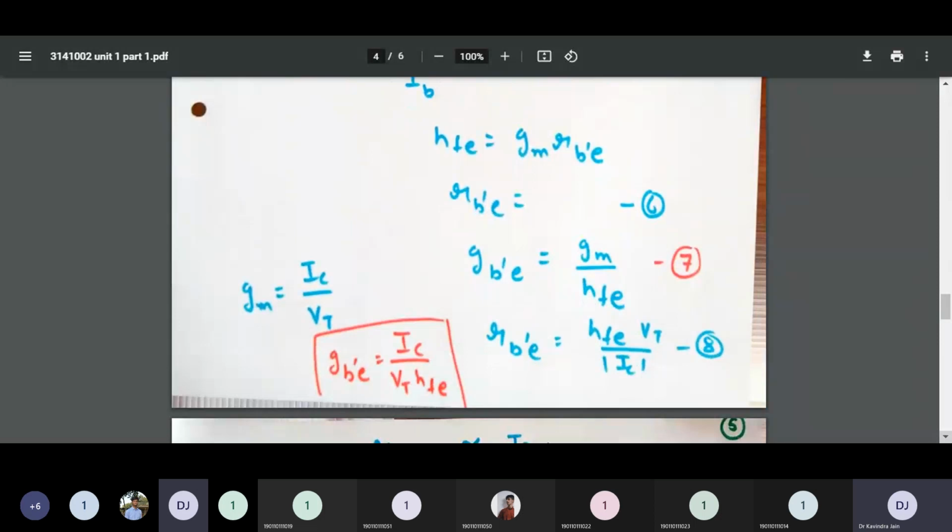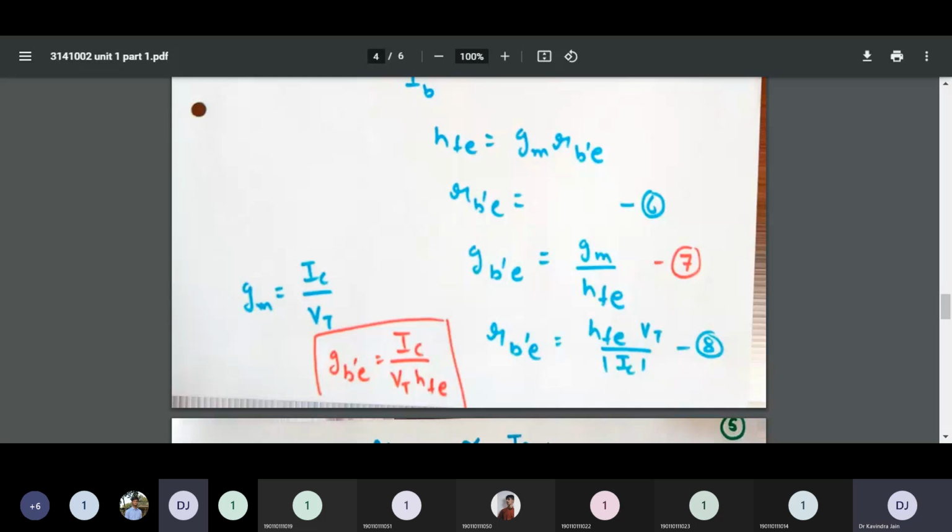So we know that GM is nothing but IC upon VT, that we have come across while calculating the Boltzmann constant and other things. So we know the formula of GM. HFE we have just now calculated. So we'll put these values. Once we put the values, what do we get? We get RB'E is equal to HFE VT divided by IC. So GB'E, that is the reverse of it, would be IC upon VT HFE. So by these formulas, we conclude that RB'E is directly proportional to temperature. It is inversely proportional to the collector current.